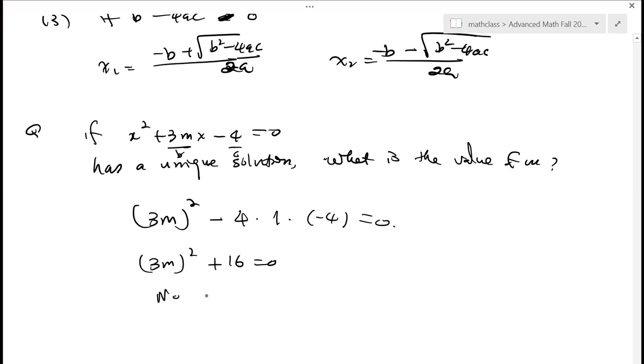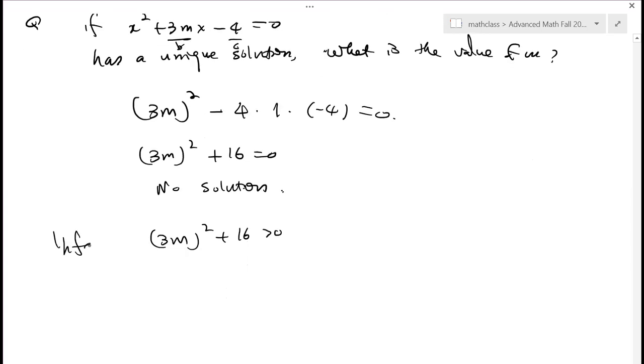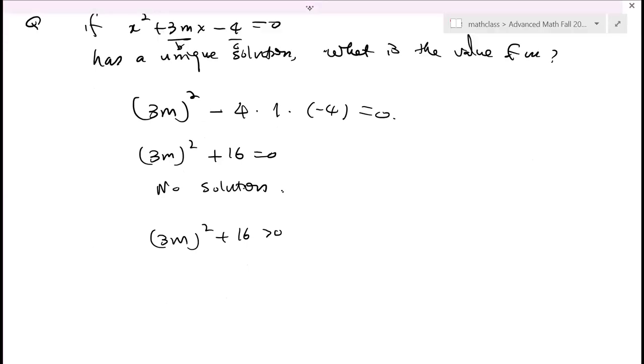No solution. So that means no matter what value you put there, this is a very special equation. It always has two solutions. Okay, and this is always a positive number. 9m squared plus 16 is always positive. Right? So positive means what? Positive means it has two solutions.